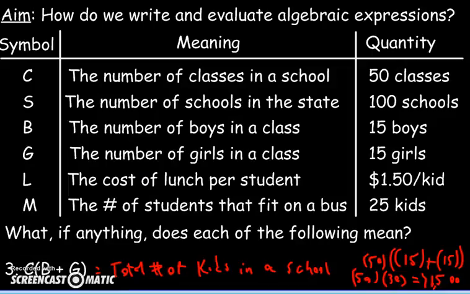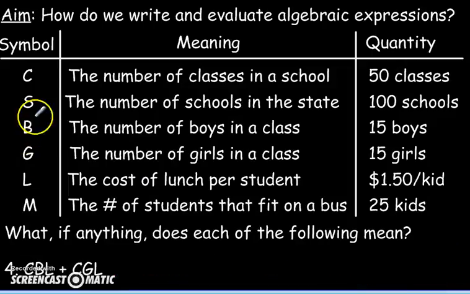Let's take a look at another example. All right, so what does this mean? This is the total number of classes times the total number of boys times the cost of lunch per student. So this part means the total. This is the lunch for one class. This is the lunch for the whole school. So this is the cost of lunch for all boys in the school, plus the money for all the lunch for the girls in the school.